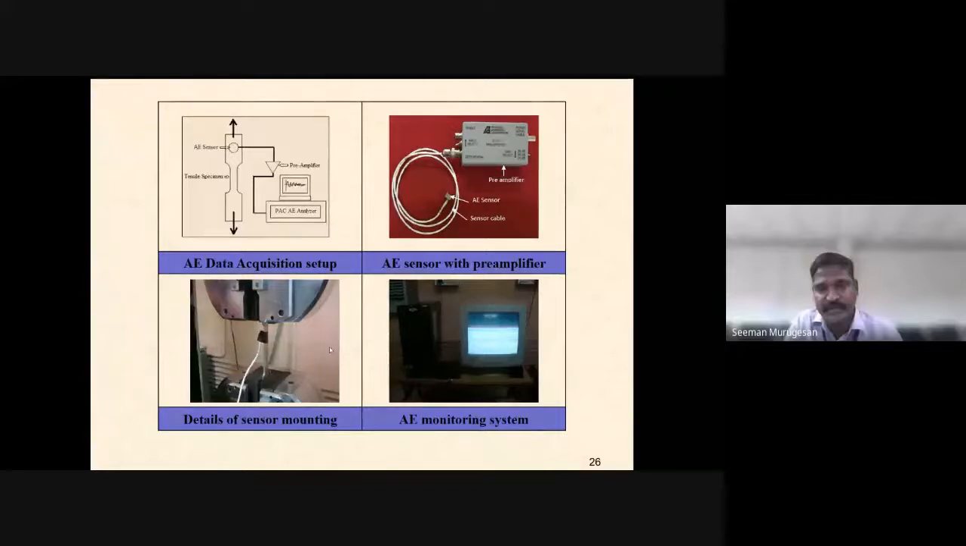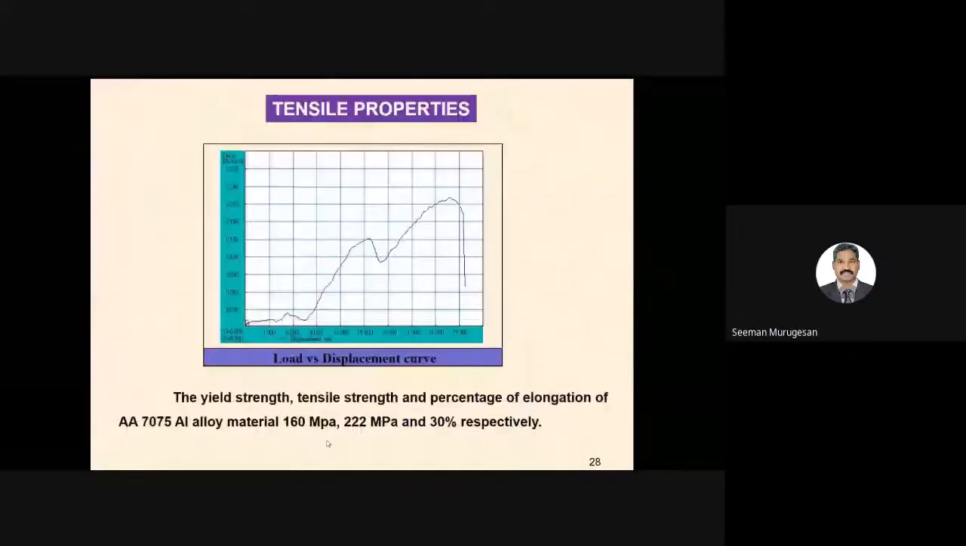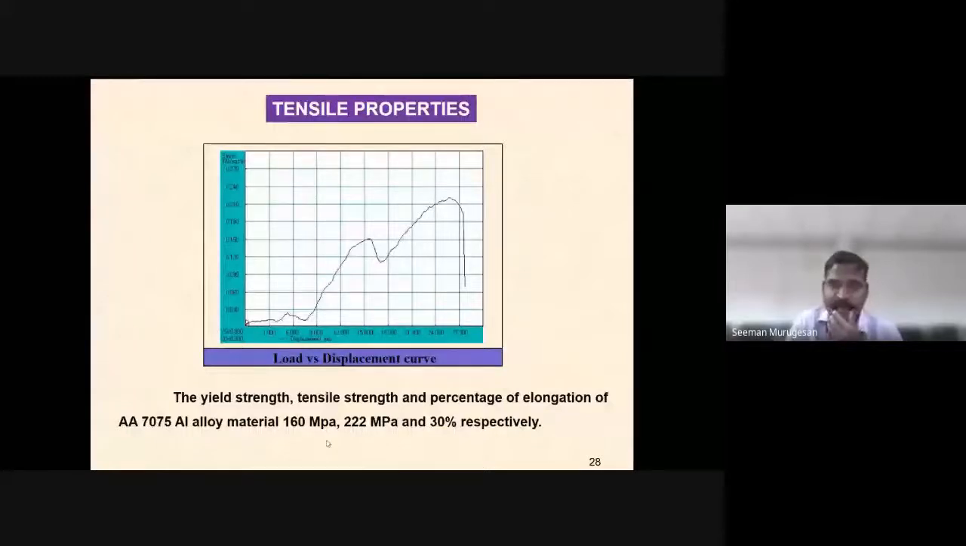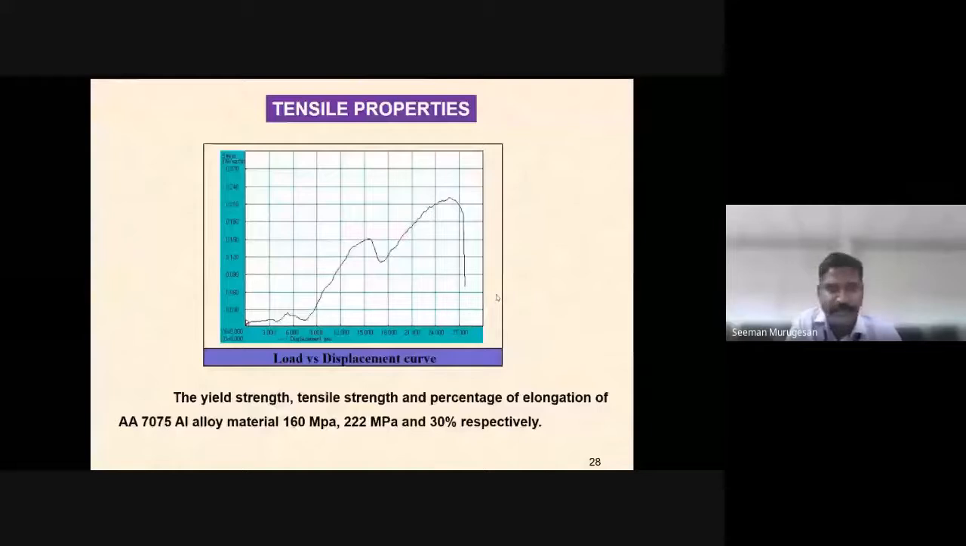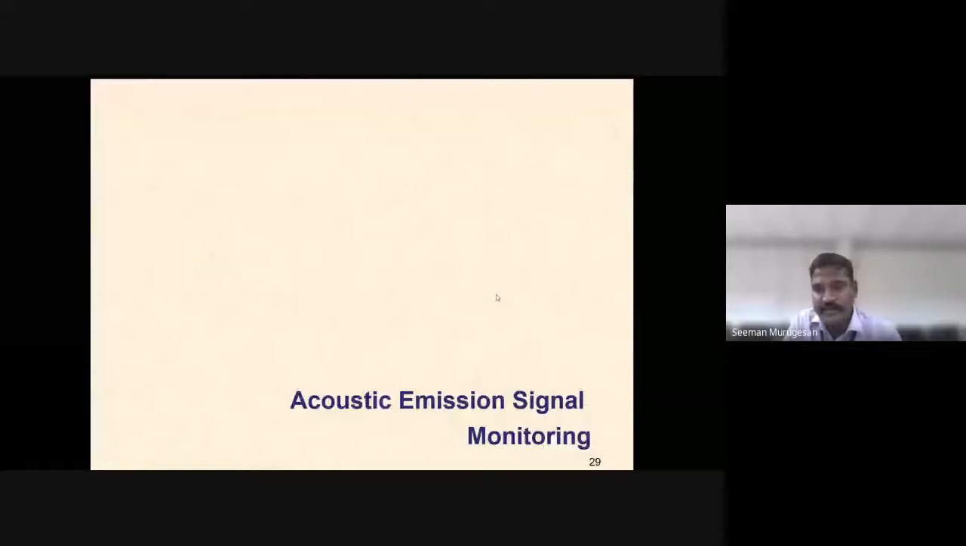Now the results and discussion. This is the tensile property: the tensile load versus displacement curve for the 7075 aluminum alloy. The yield strength is around 160 megapascal, the tensile strength will be around 222 megapascal, and the percentage of elongation will be 30% respectively. During the testing, the acoustic signal will be monitored online.